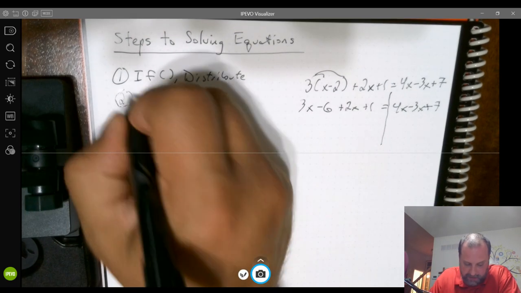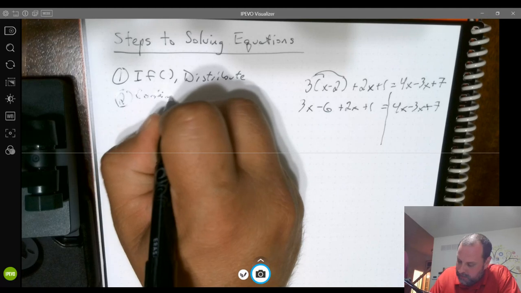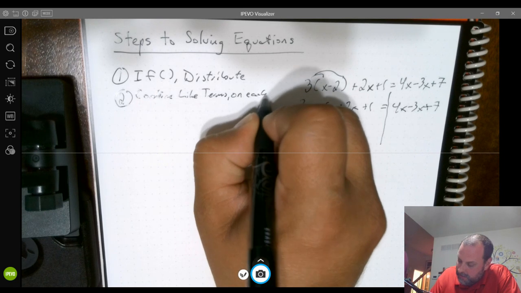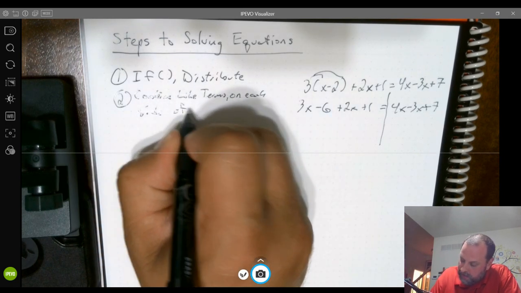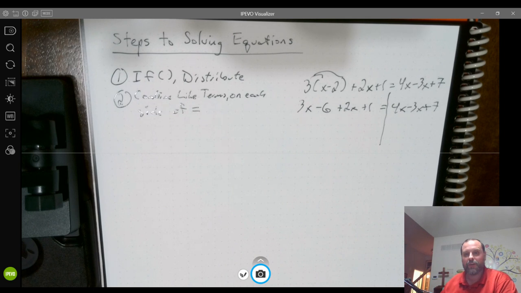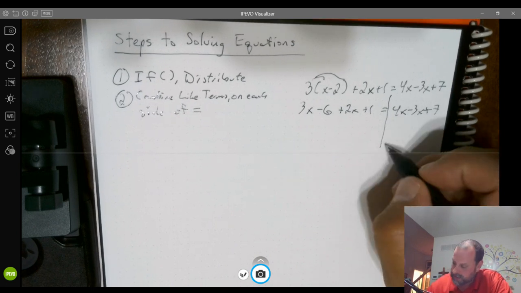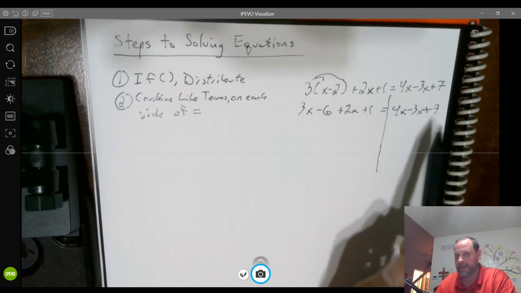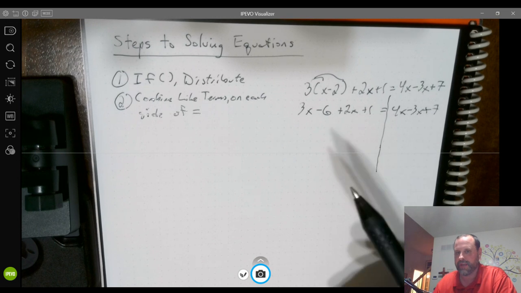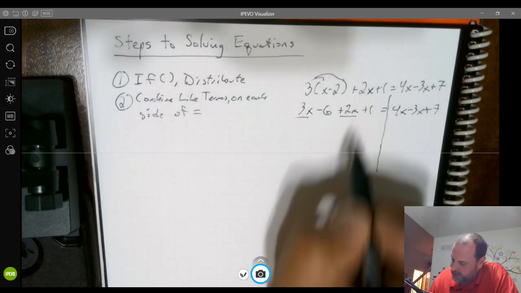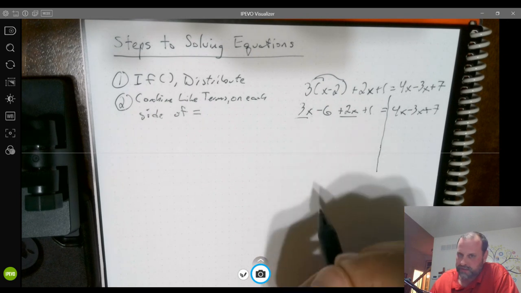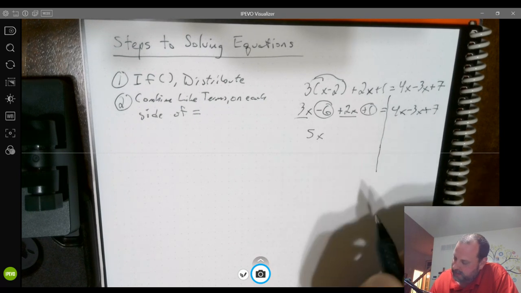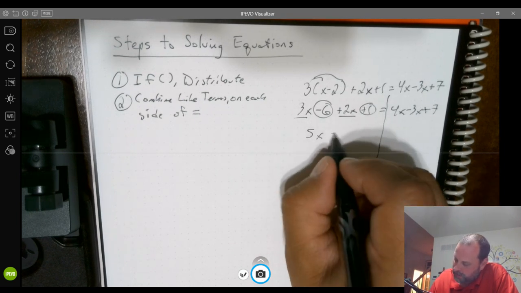The second thing to do is combine like terms on each side of the equation. This is where this nice little line helps us out. I can only combine like terms on this side, and I can only combine like terms on that side. I like to underline or circle. I have 3x plus 2x, which gives me 5x. And on this side, I have negative 6 and 1. Negative 6 plus 1 gives me negative 5.